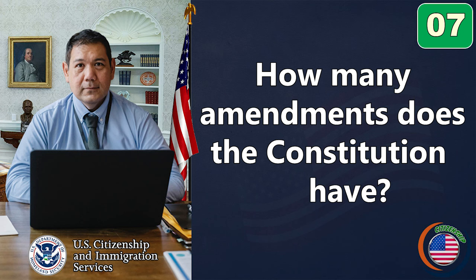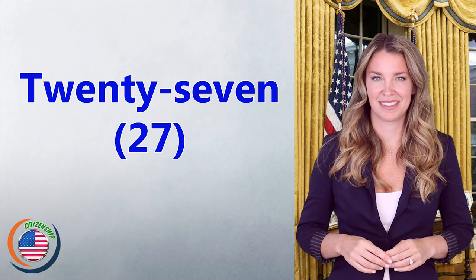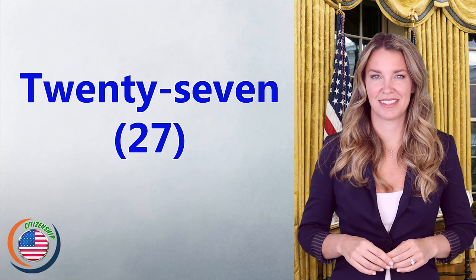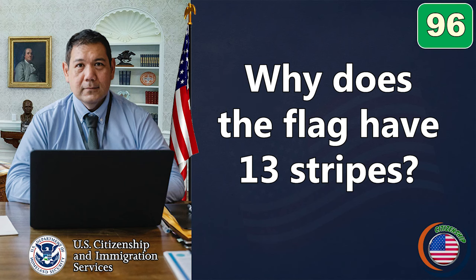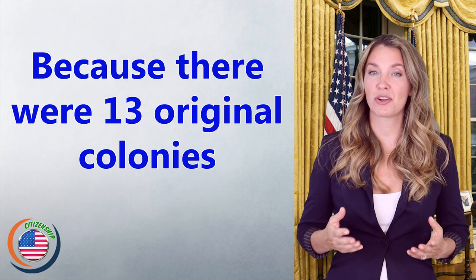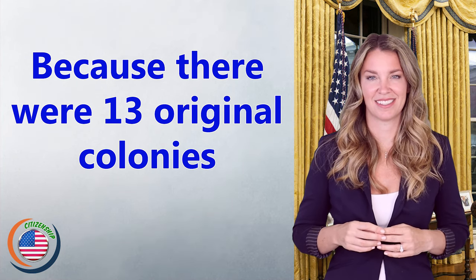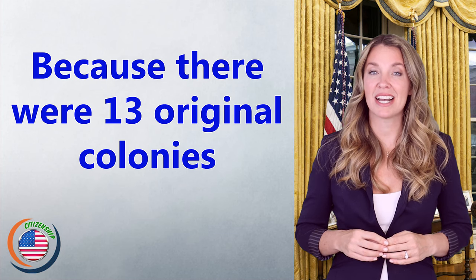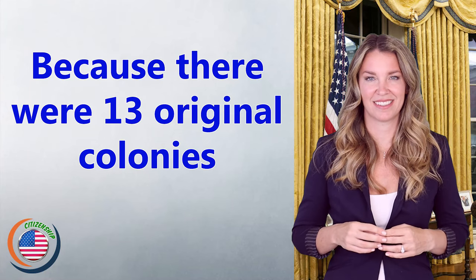How many amendments does the Constitution have? 27. How many amendments does the Constitution have? 27. Why does the flag have 13 stripes? Because there were 13 original colonies. Why does the flag have 13 stripes? Because there were 13 original colonies.